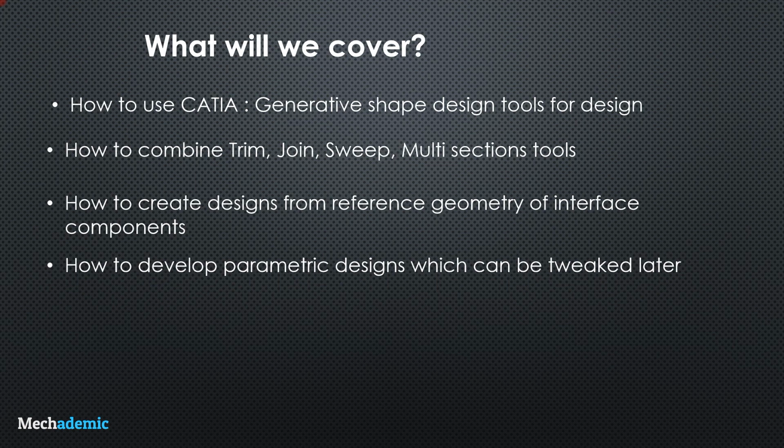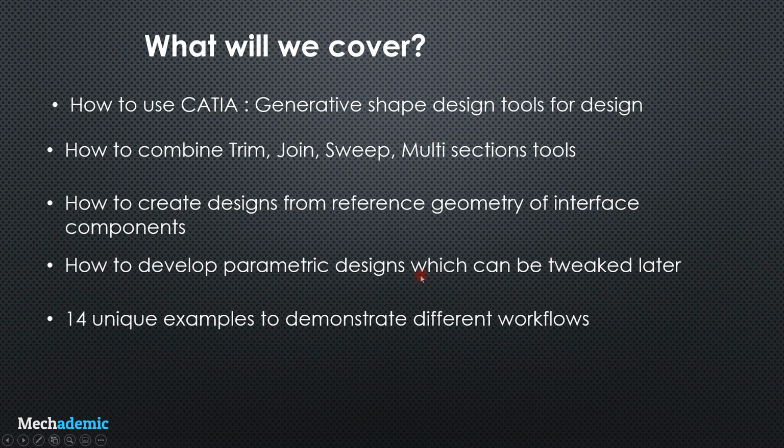And finally, we will develop parametric designs. The whole goal over here is to create parametric designs which have controllable parameters for each and every operation, which can be tweaked to change and modify the design if small design changes are required. So we are going to create parametric surface designs which are modifiable and tweakable. There will be 14 unique examples to demonstrate different workflows for the generative shape design workspace.